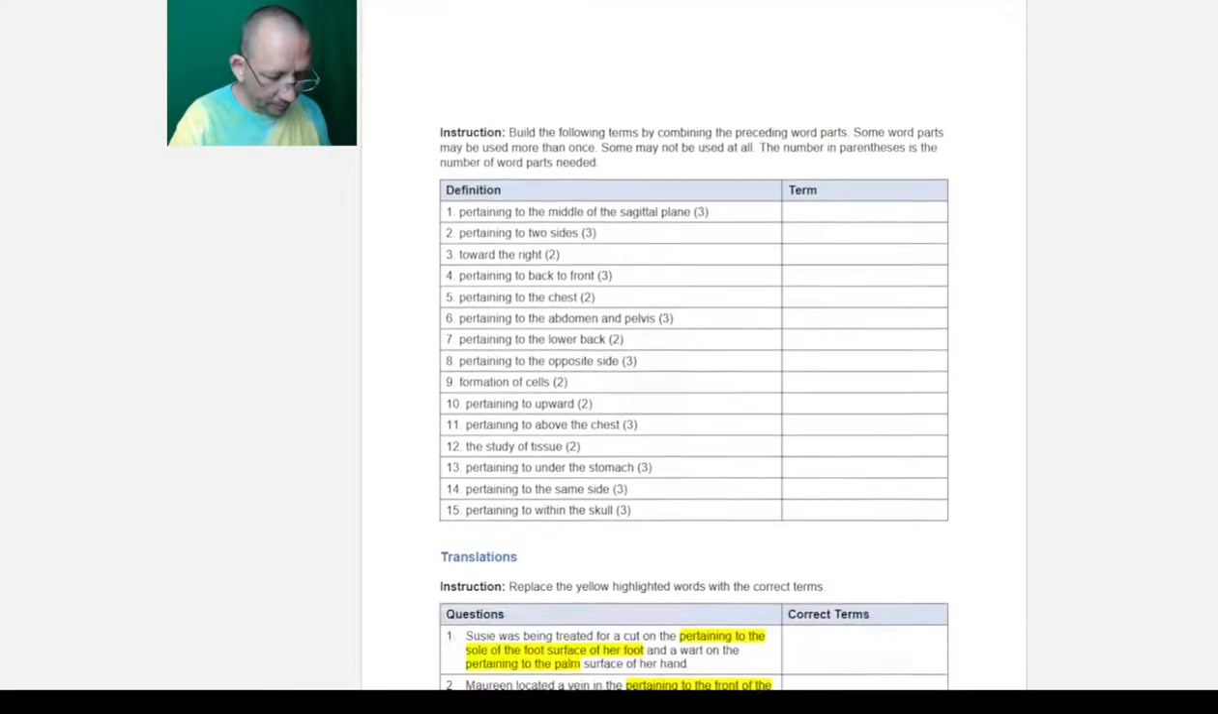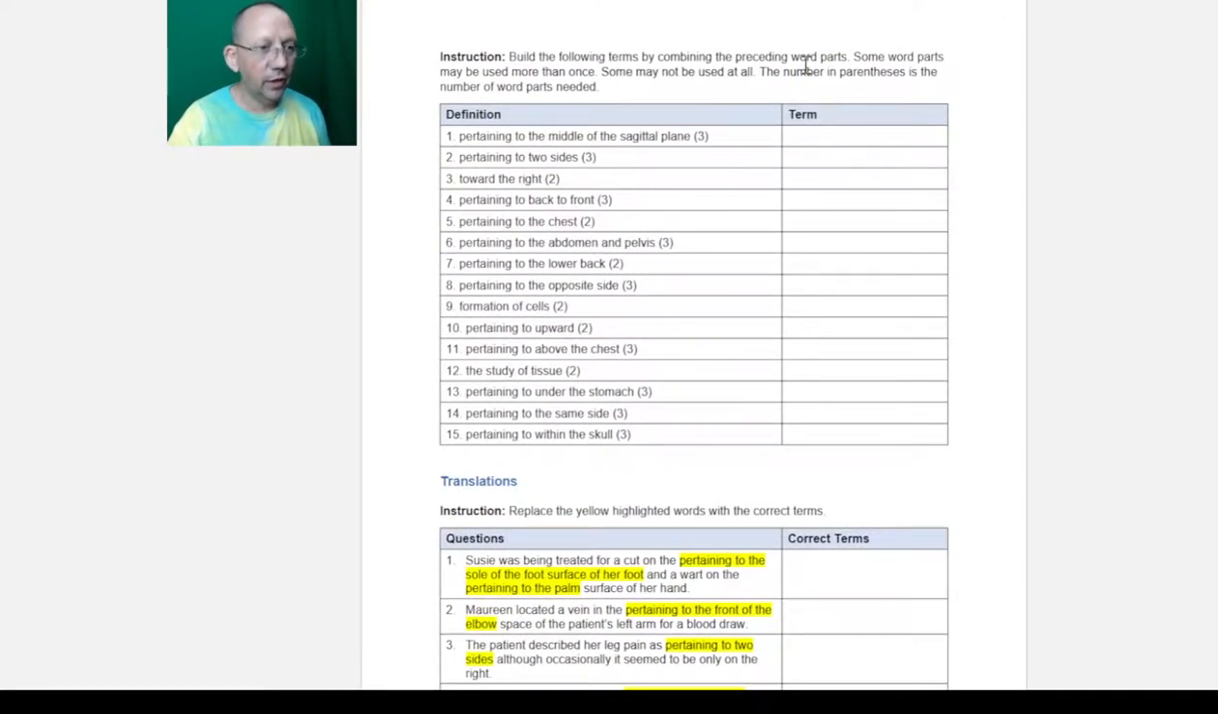Now this one here, instructions. Build the following terms by combining the preceding word parts. So you take a prefix and a combining form and a suffix, right? Some word parts may be used more than once. Some may not be used at all. The number in parentheses is the number of word parts needed. So this is good to know.